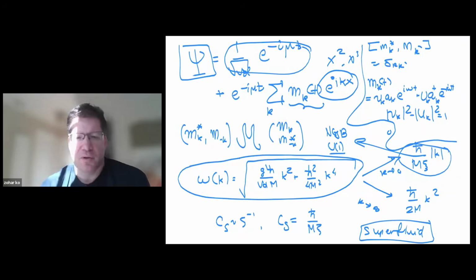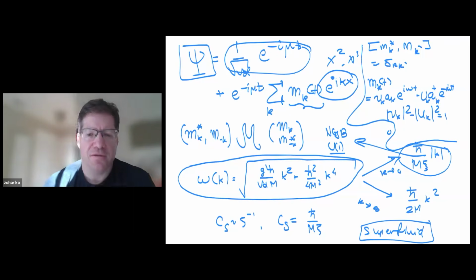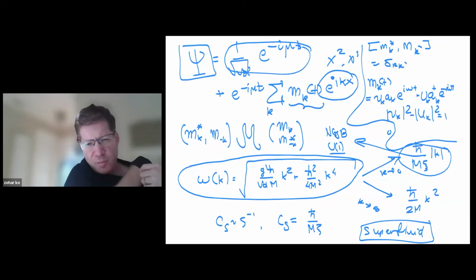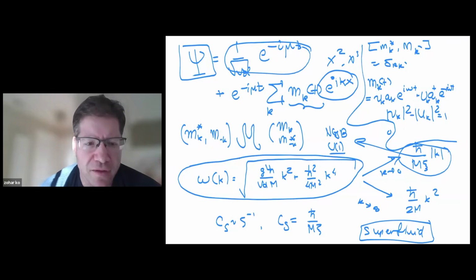Somehow this is a technical point. The conceptual points are the spontaneous breaking of U(1) symmetry, the emergent collective behavior, the speed of sound, and the linear dispersion, and the Bogolubov transformation from annihilation operators to creation operators. These are the deep points in this discussion. Any other questions?